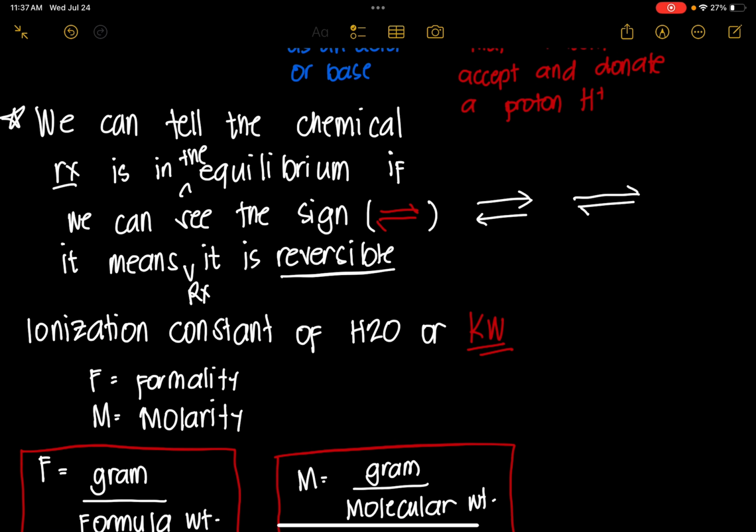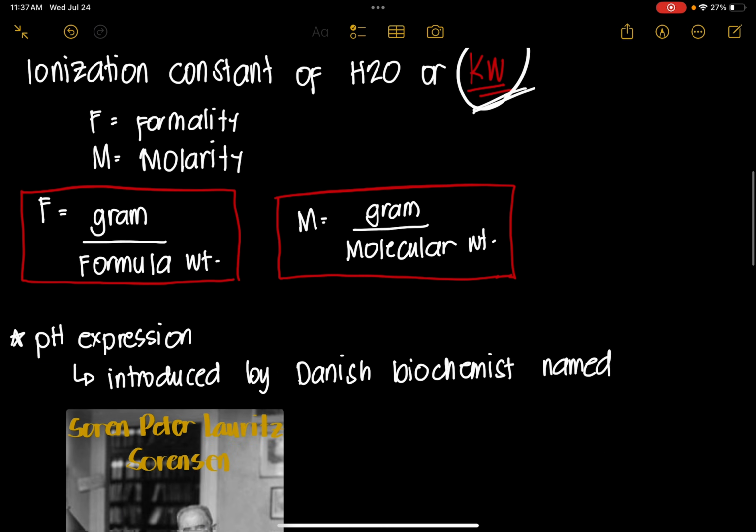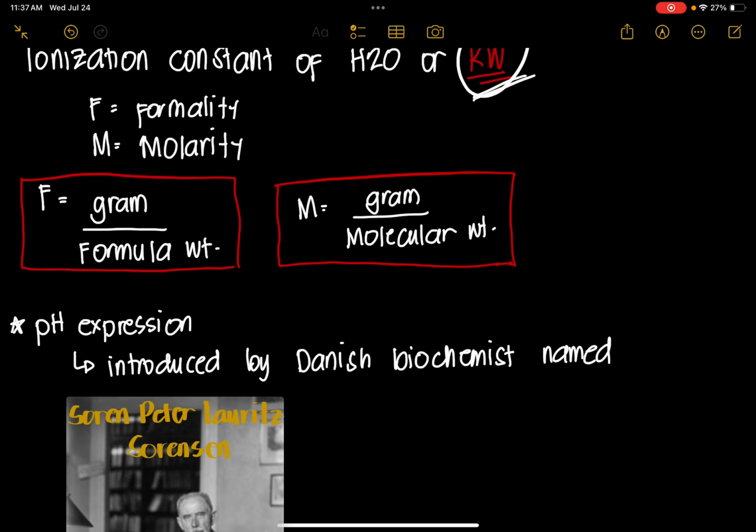Now, it means the reaction is reversible. So, the ionization constant of water, or Kw, has this sign, the ionization constant, no? Where F is the formality and M is the molarity. When you want to get the formality, F is equivalent to gram divided by formula weight. And if you want to get the molarity of the substance, it is gram divided by molecular weight. So you will need the molecular weight and the formula weight.